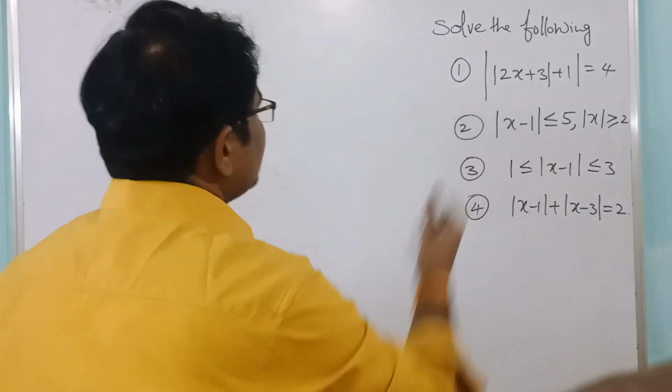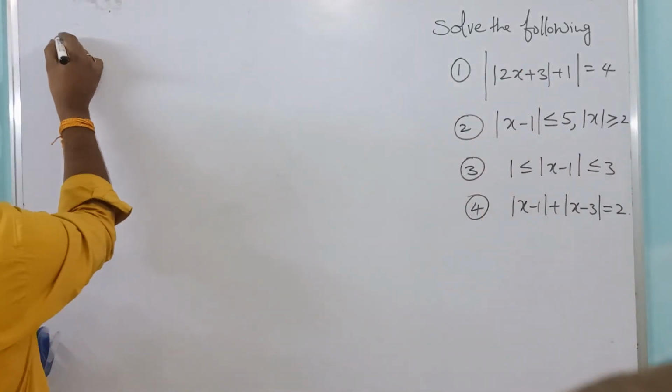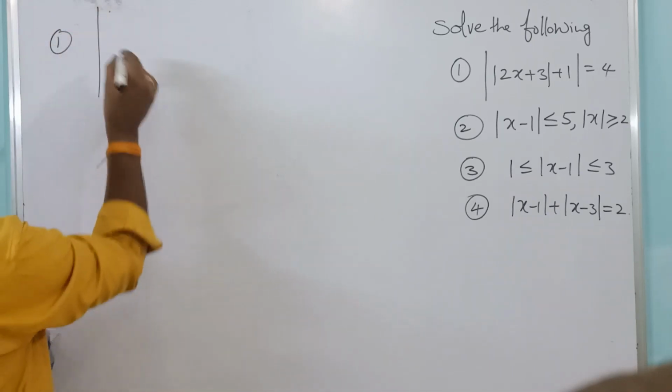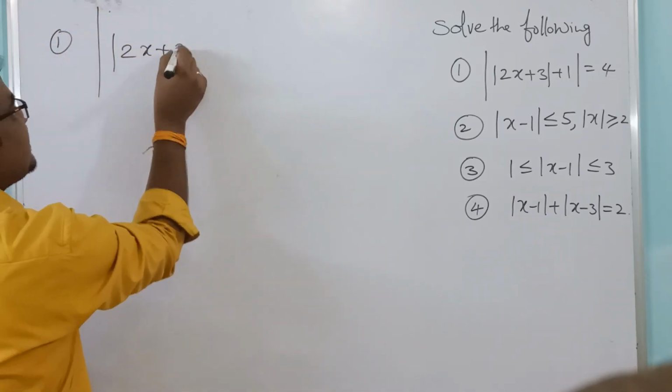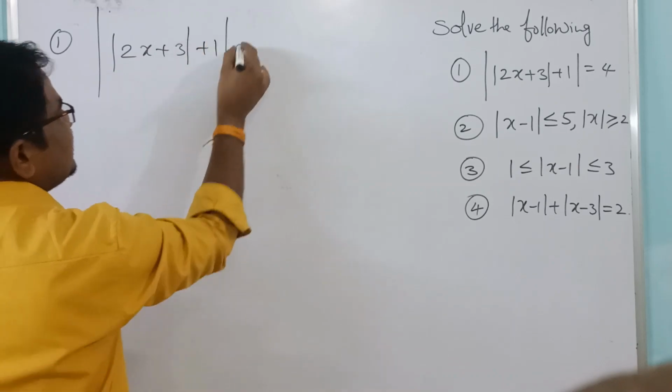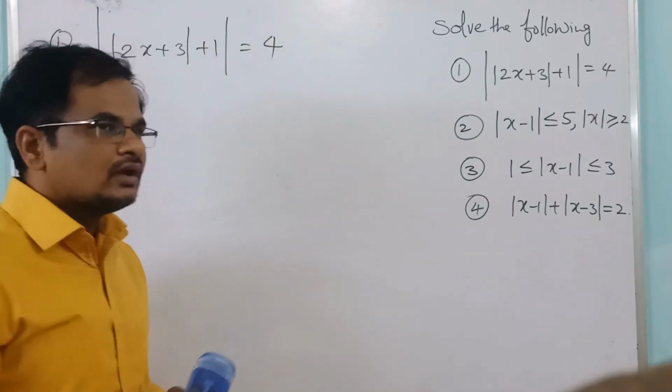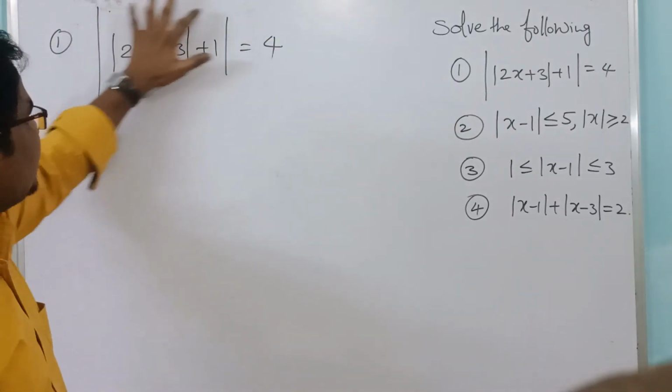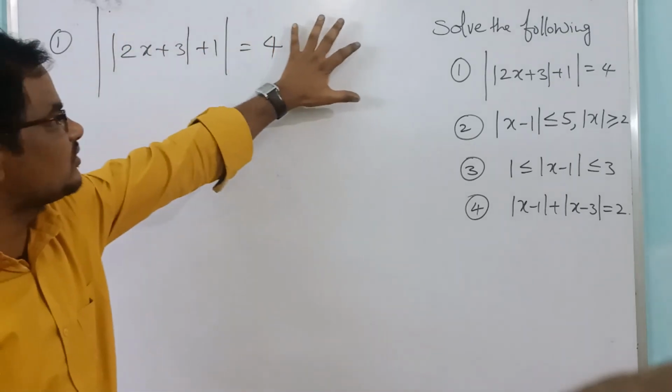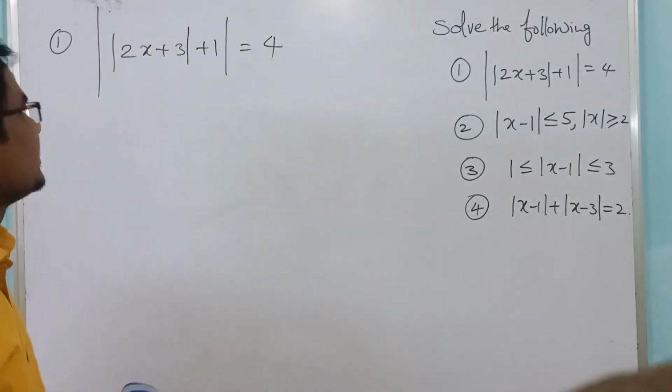Take the first problem, that is modulus of 2x plus 3 plus 1 equal to 4 given. We know that if you take this as x, modulus of x equal to a means x equal to plus or minus a.